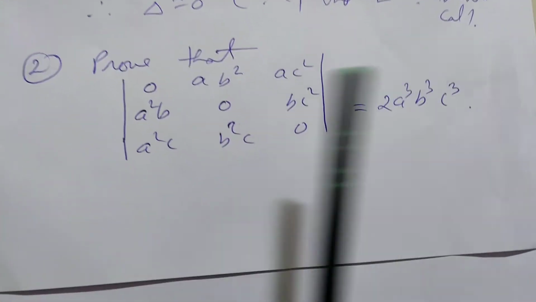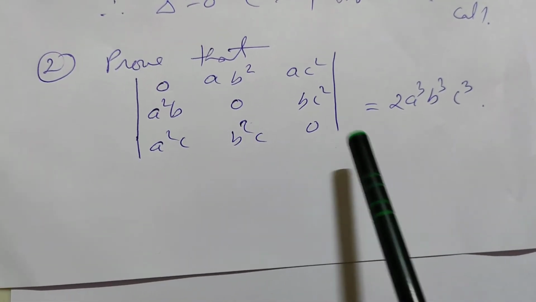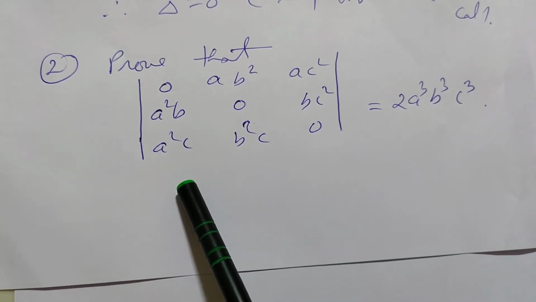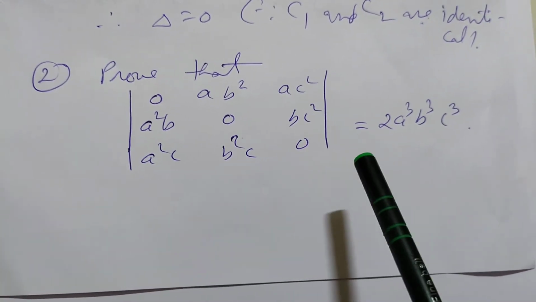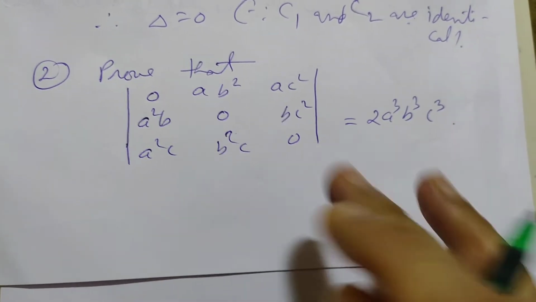So therefore, from column 1 we can take out a square common, from column 2 we can take out b square common, and from column 3 we can take out c square common.